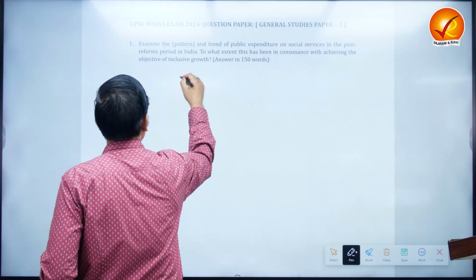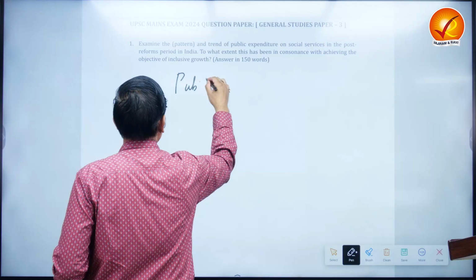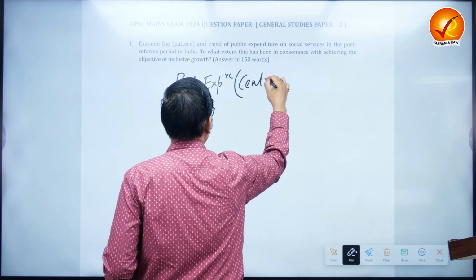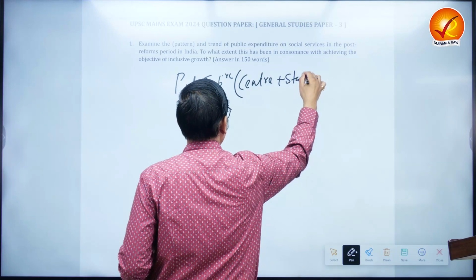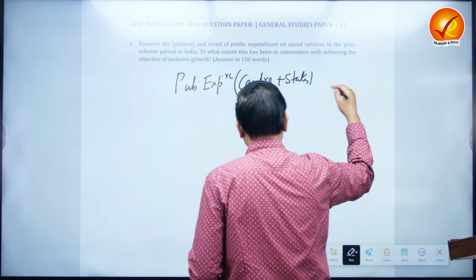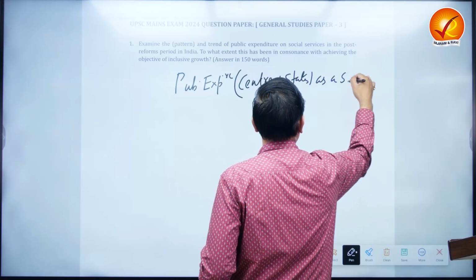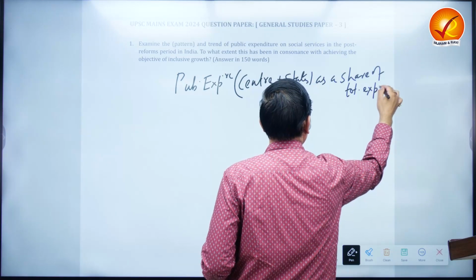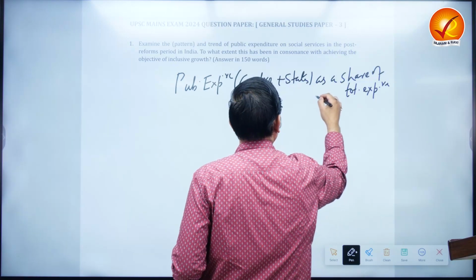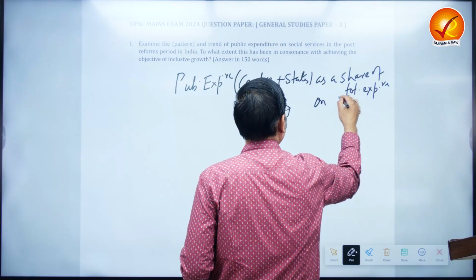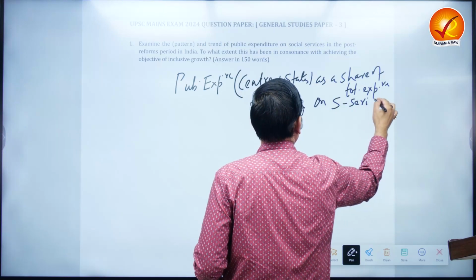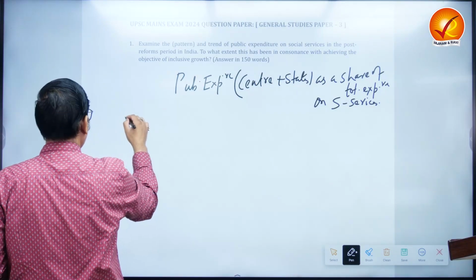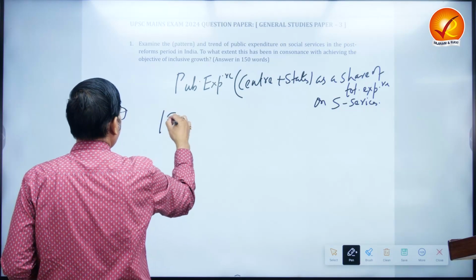Here I am giving you a table related to public expenditure. In brackets you can write center plus states, as a share of total expenditure on social services. So obviously all this data may not be exactly remembered by you, but even if you quote a few, it can be enough.